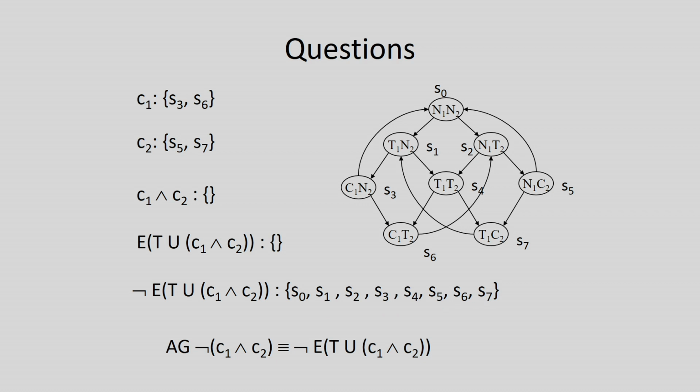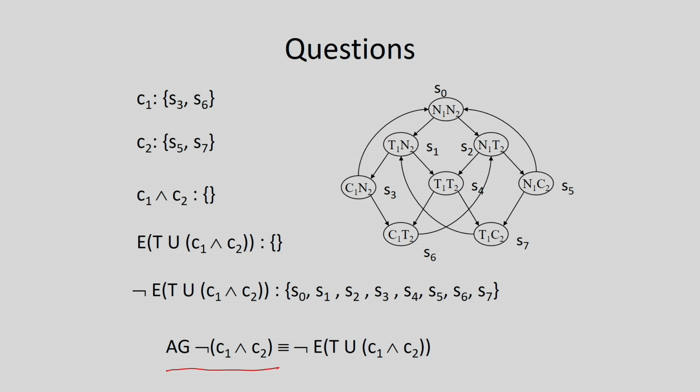That means, in all the states, not of C1 and C2 is true, or you can say that in all paths globally, not of C1 and C2 is true. Okay. So, that means the given specification is valid in my given model.